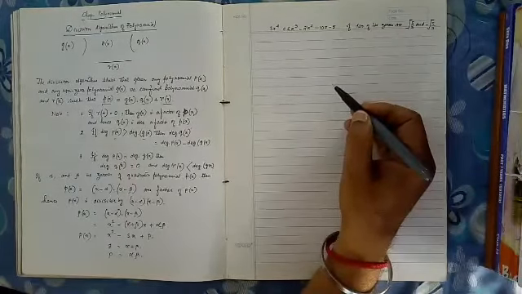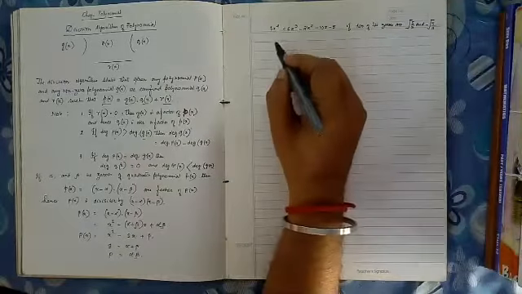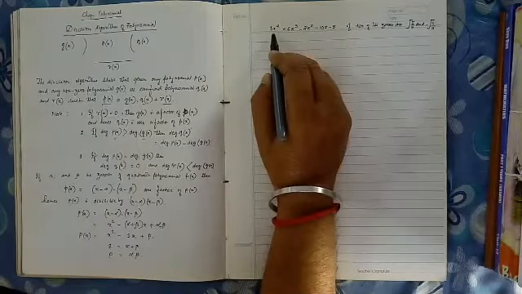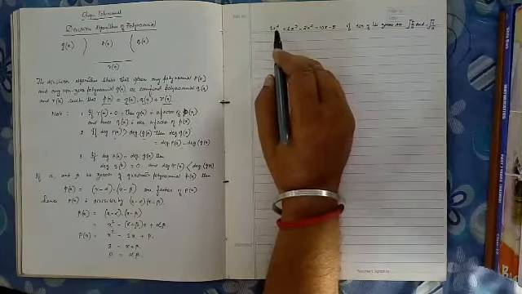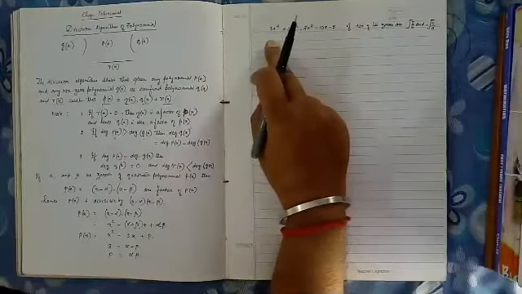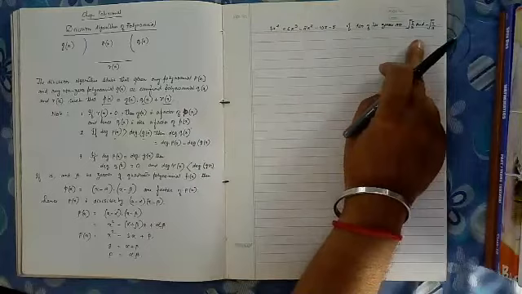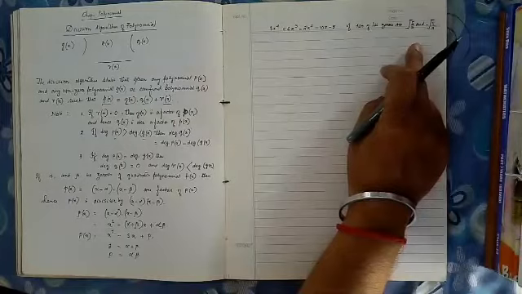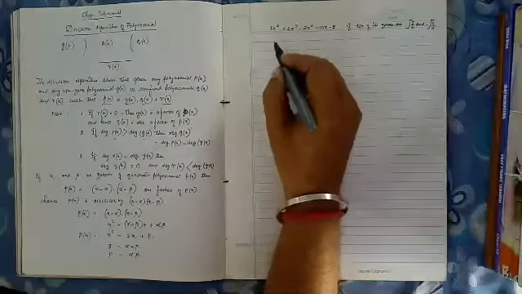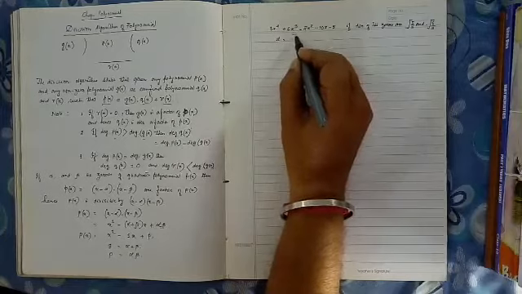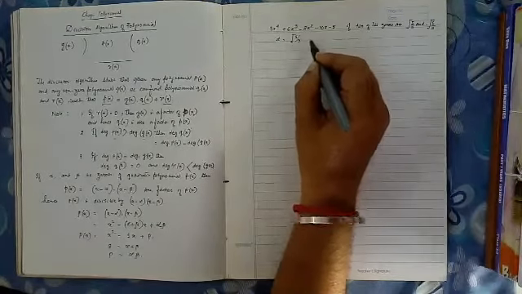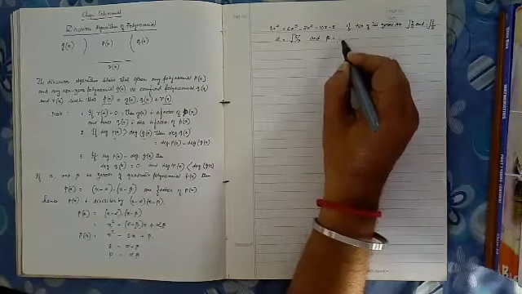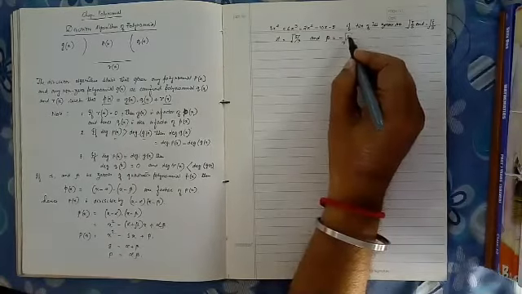So here what are we given? You see that the polynomial p of x is of degree 4. So it has 4 zeros, and out of the 4 zeros, 2 zeros are given which are under root of 5 by 3 and minus under root of 5 by 3. So we can write alpha is equal to under root of 5 by 3 and beta is equal to minus under root of 5 by 3.